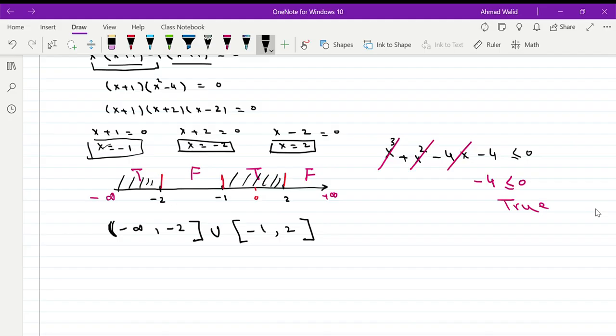I'll stop the lecture, part 1 here, and I'll do another video for you, and I'll explain how to deal with rational inequalities. This one was polynomial. In the next video, I'll explain to you how to deal with rational inequalities.